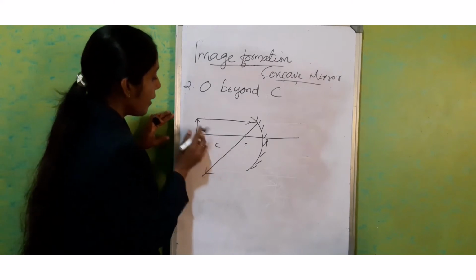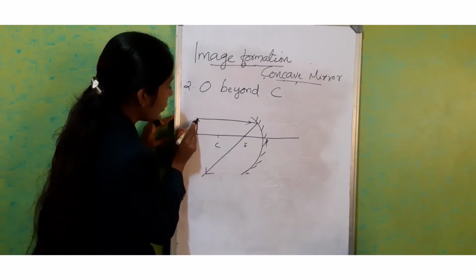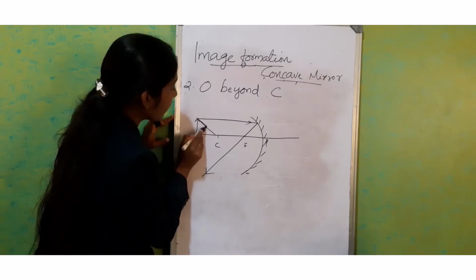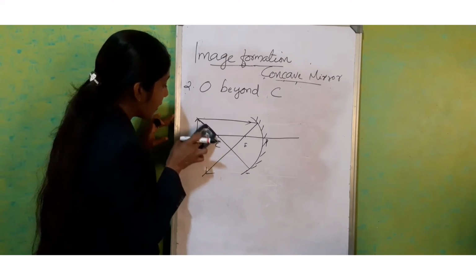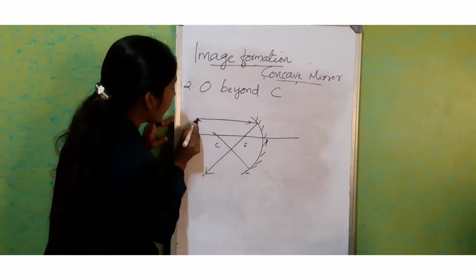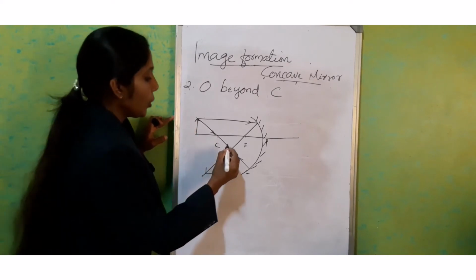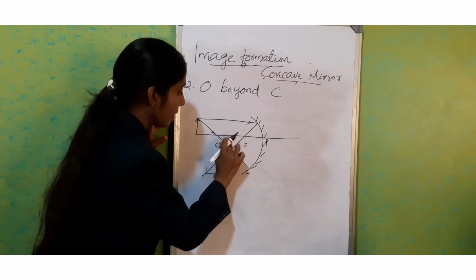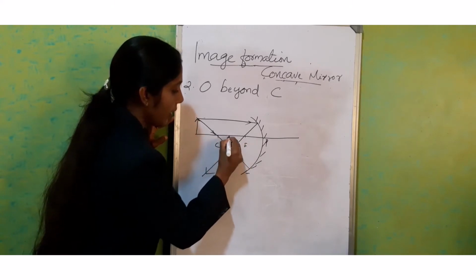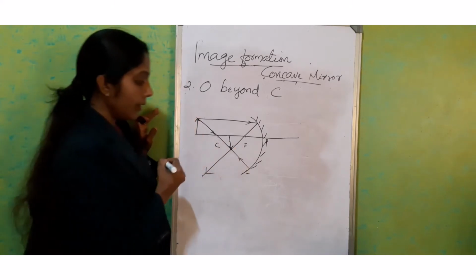I am taking a ray which passes through the center of curvature. That ray should retrace the same path if the incident ray is passing through the center of curvature. So, this is the place we got the image. We got an intersection here. If you draw the image here, this is the way we got the image.